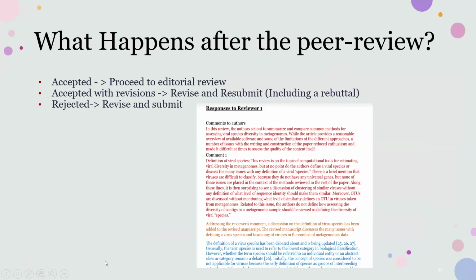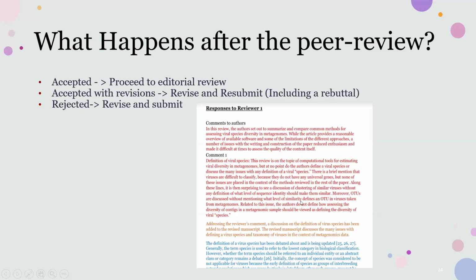Either the manuscript can be straight away accepted, in which case it will proceed to the editorial review and it will be published. But it's very, very rare that you get an acceptance the first time. Most of the time, it will be accepted with major revisions or minor revisions, in which case we will have to revise our manuscript based on their suggestions and comments, and resubmit it to the journal. When we are resubmitting, usually we have to provide a rebuttal.